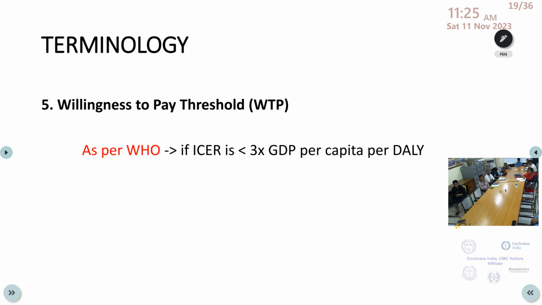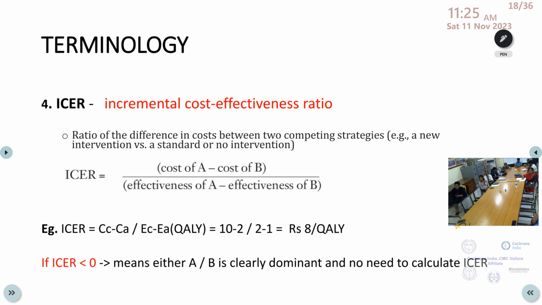So in this example, which I showed, it is just 8 rupees for one quality of life gain, but there are... Can you just repeat what you just said about when not to use ICER?